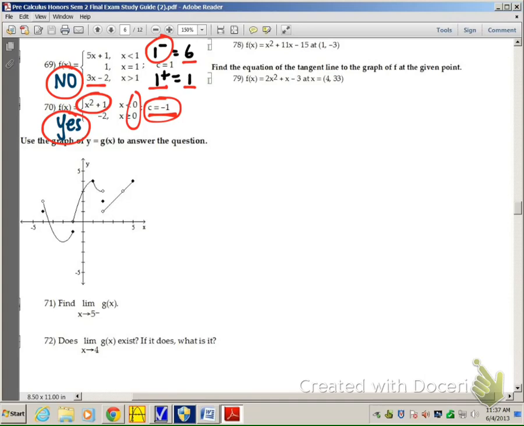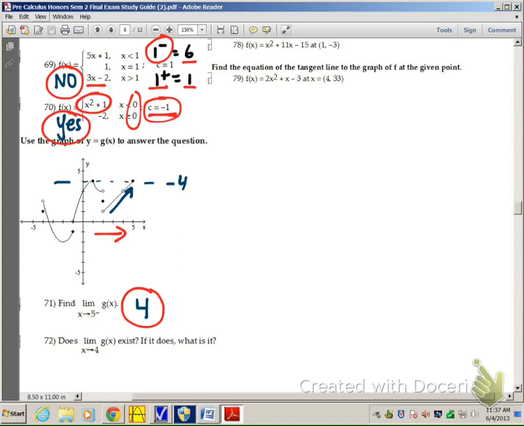Okay, let's scoot on down here to problem number 71. The limit as x approaches 5 from the left. So we're approaching 5 from the left-hand side. And are the y values approaching the same number? Yeah, the y values are going right up there to this value here, which is 4. And so we say the limit as x approaches 5 from the left is 4.